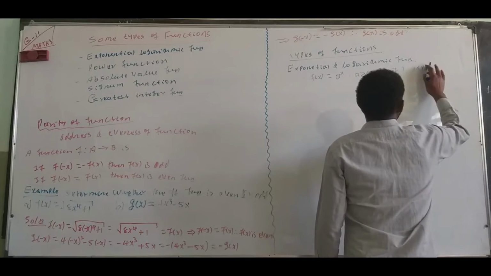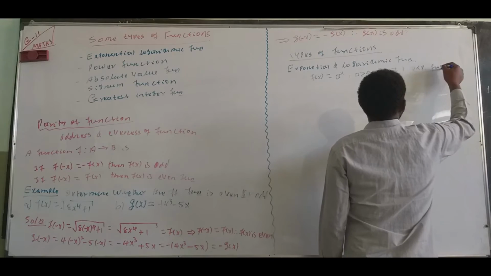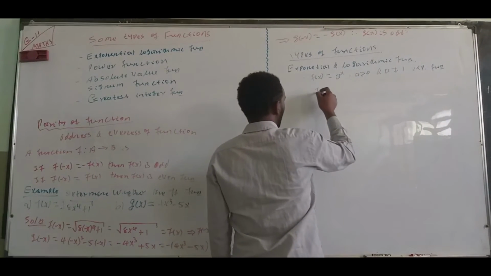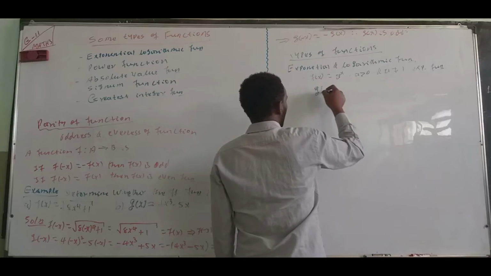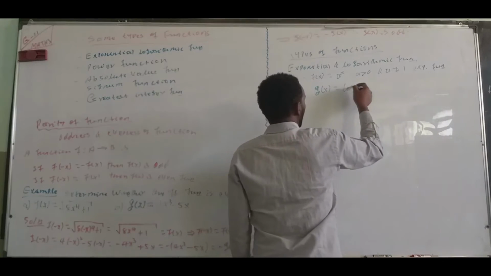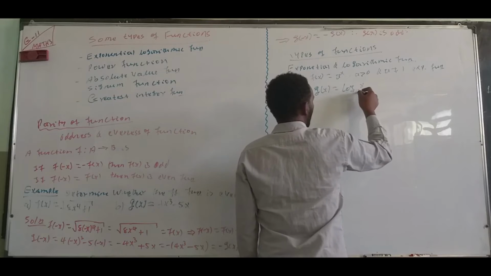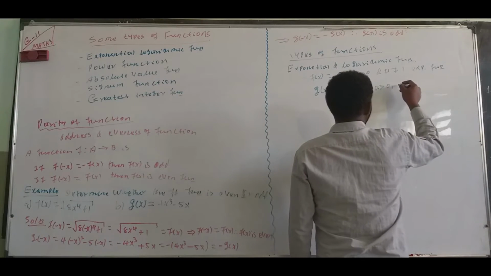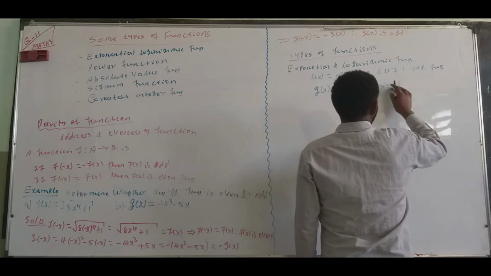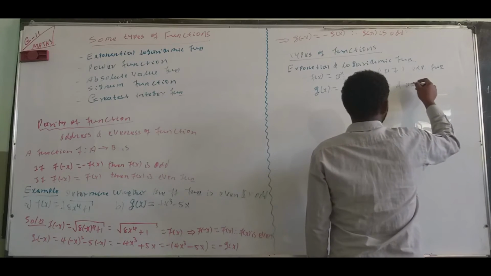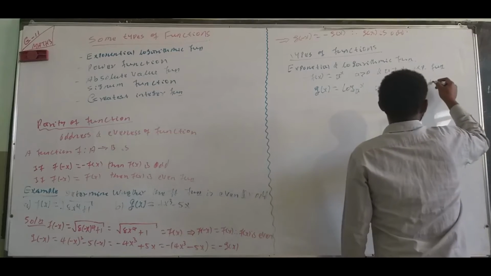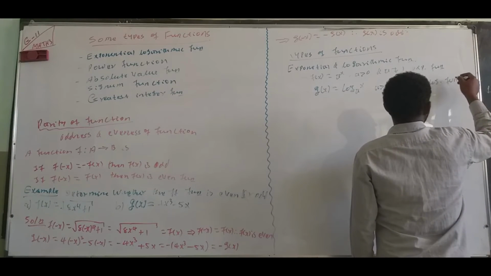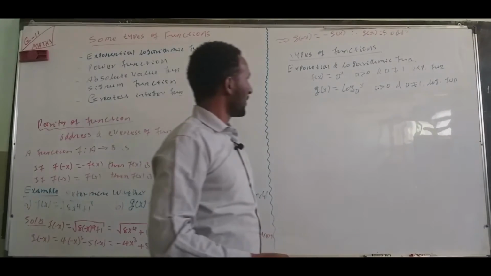Then a logarithmic function means when a function is written in the form of, let us take g of x is equal to log of x to the base a, where a is greater than 0 and a is different from 1. This is known as a logarithmic function.